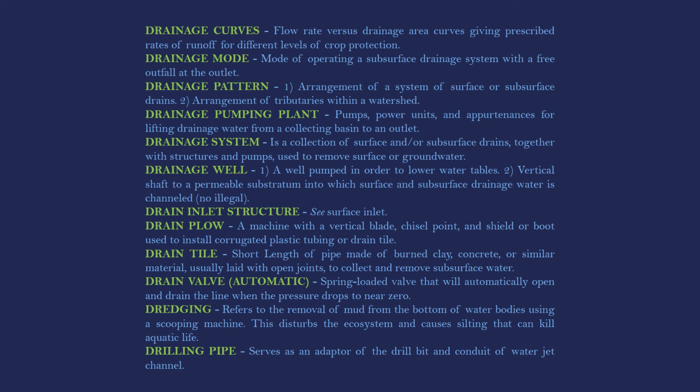Drain tile. Short length of pipe made of burned clay, concrete, or similar material, usually laid with open joints, to collect and remove subsurface water. Drain valve. Automatic. Spring-loaded valve that will automatically open and drain the line when the pressure drops to near zero.